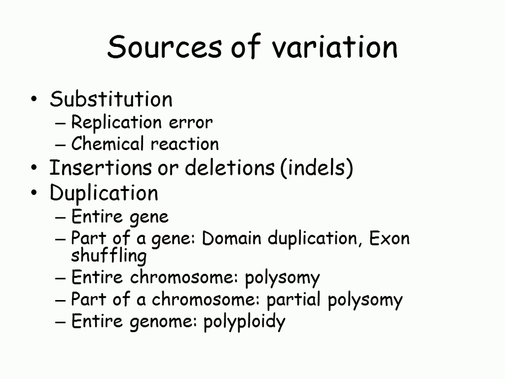Part of a chromosome could be duplicated, so that's called partial polysomy. And an entire genome could be duplicated, and we call that polyploidy. All right. So some organisms have multiple copies of the genome, and in humans we have 2n, meaning for every chromosome we have 2 copies of each chromosome. But for some, especially for plants, they can have 6n or more.